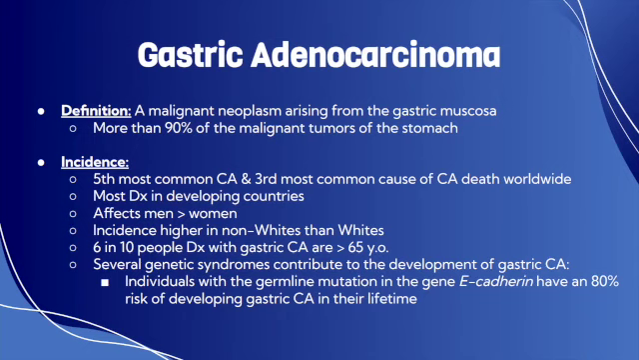E-cadherin is a protein found within the membrane that surrounds epithelial cells. It is also a tumor suppressor and can be downregulated in gastric cancer.